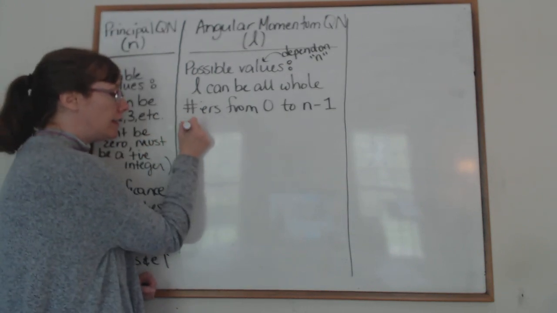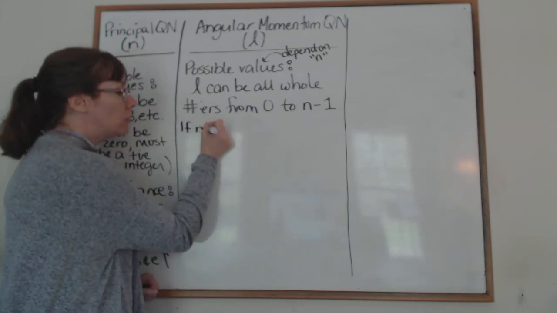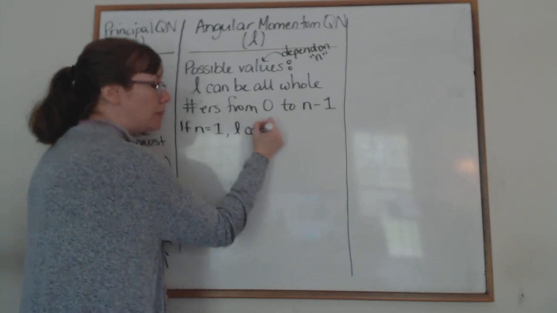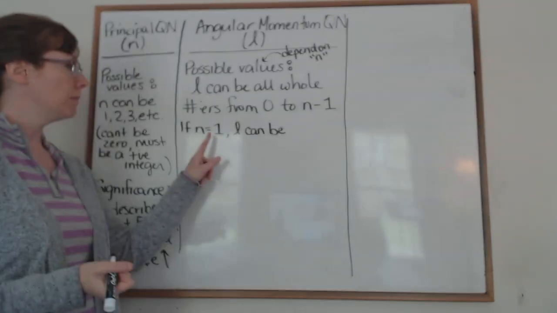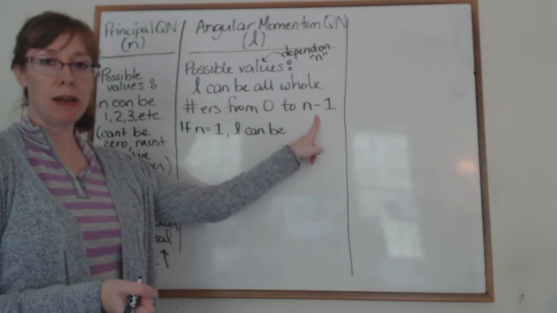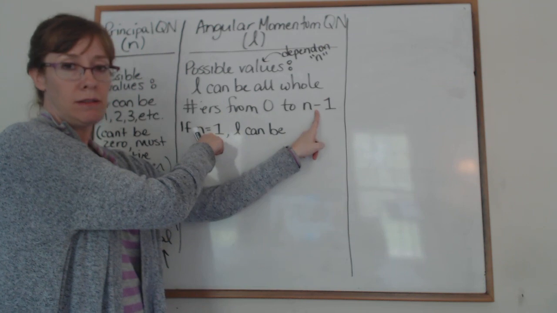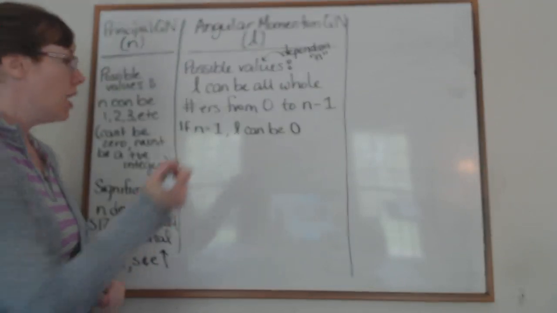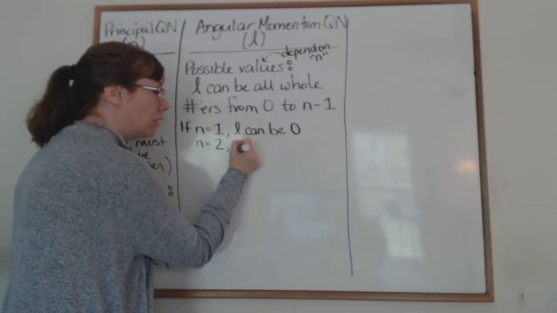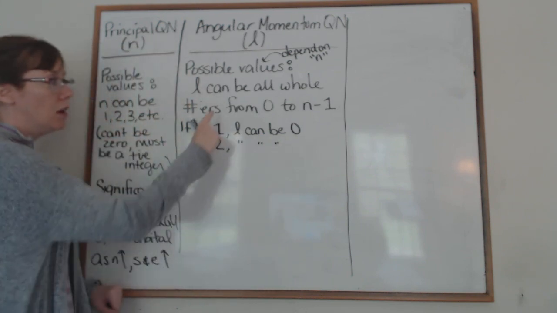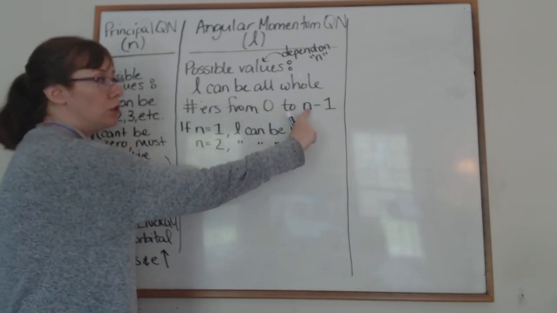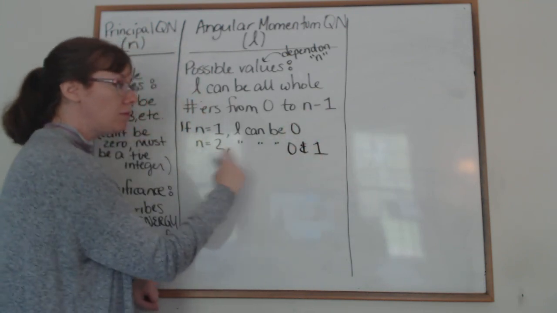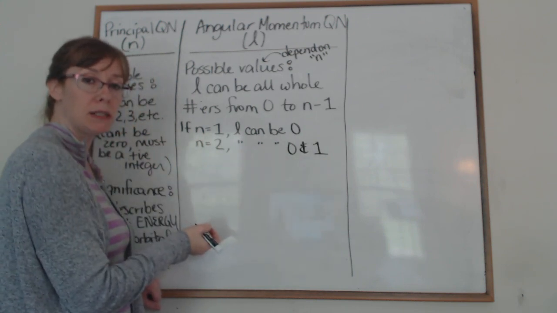Let's go ahead and lay this out because it's kind of important. If N is equal to the very first number that N can be, which is 1, L can be what? L can be all whole numbers from 0 to N minus 1. So put 1 in for N, and you get 0. 1 minus 1 is 0. So really, L can only be a 0. But if N equals 2, L can be all whole numbers from 0 to 2 minus 1, which is 1. So if N is equal to 2, L can be both 0 and 1. Those are both possible values.